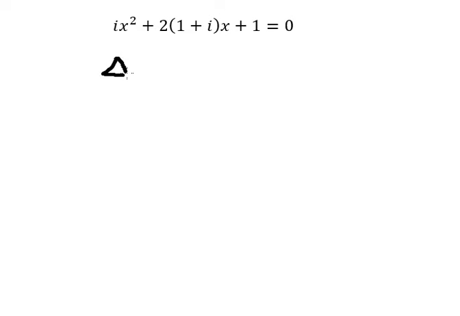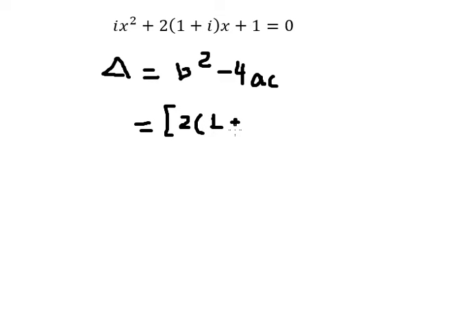So we have delta equals b squared minus 4ac. So b is this one, a is i, c is number 1. Now we need to expand this one.